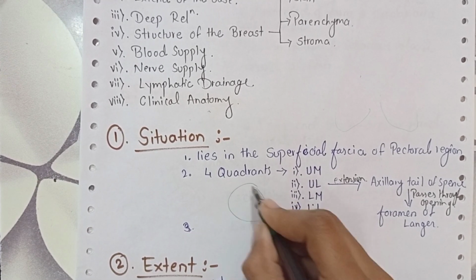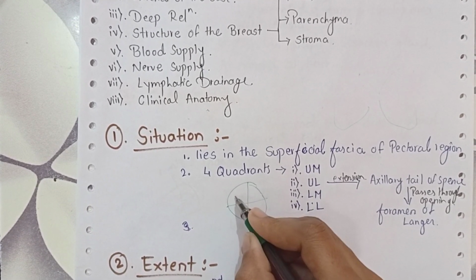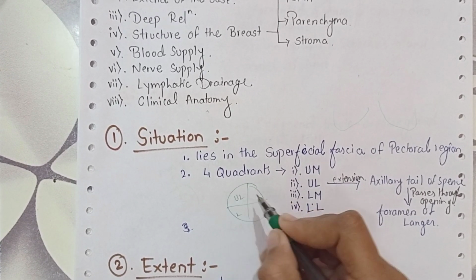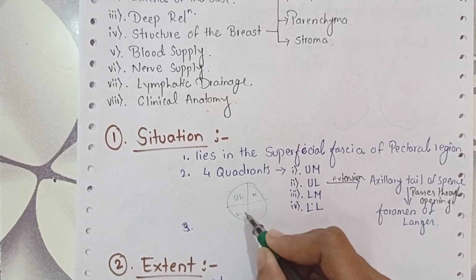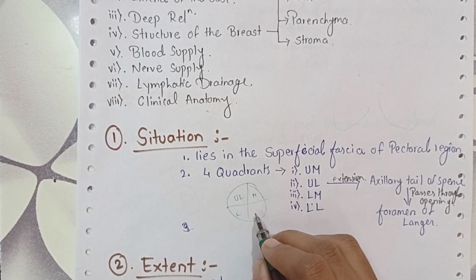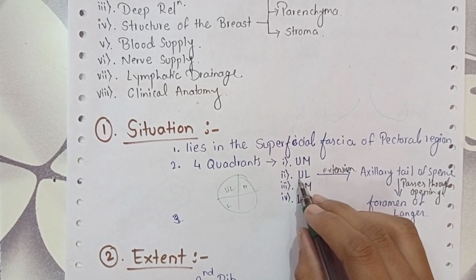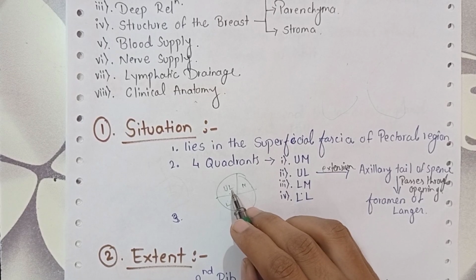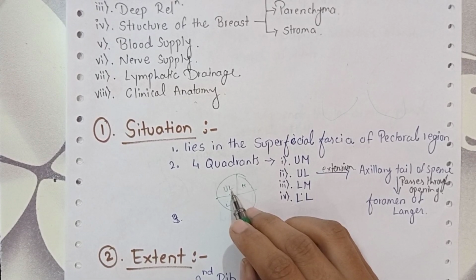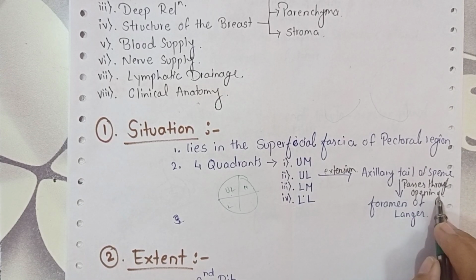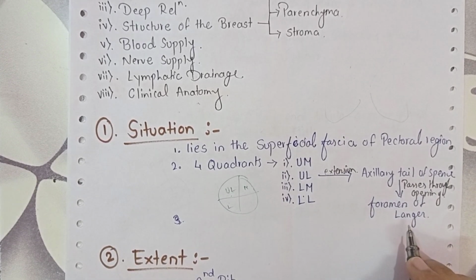If we divide here, this will be the upper, this will be the lower, this will be the lateral side and this will be the medial side. In this way, the 4 quadrants have been divided. The extension of the upper lateral part is known as the axillary tail of Spence, which passes through the opening known as the foramen of Langer.